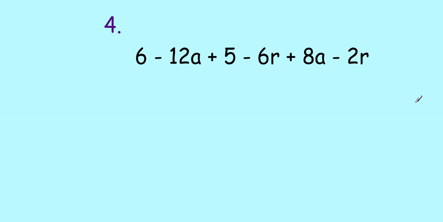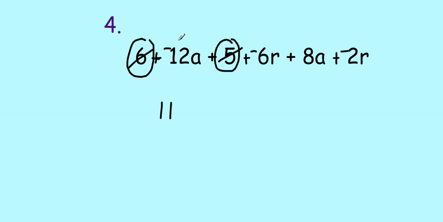And number 4. We've got a lot of subtraction. We've got 1, 2, 3, 4, 5, 6 terms and some subtraction in there. So let's go through and change it all to addition. So plus negative 12a, plus negative 6r, plus negative 2r. Circle your 6 and your like term with that, which is 5. 6 and 5 make 11. Go to your next term.